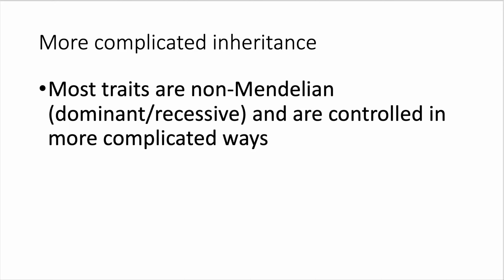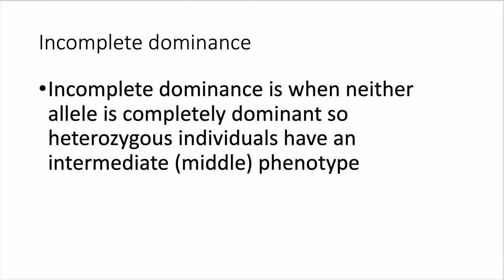So yesterday we talked about traits that have a dominant allele and a recessive allele, and these are called Mendelian traits. Most traits are actually non-Mendelian though, and are controlled in more complicated ways. For example, traits can have incomplete dominance. That's when neither allele is completely dominant, so the heterozygote, the one with one of each type of allele, actually shows an intermediate or a middle phenotype.